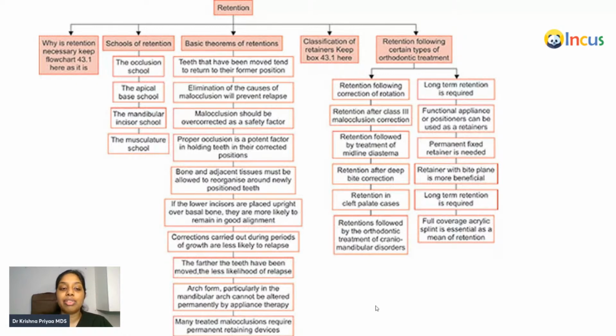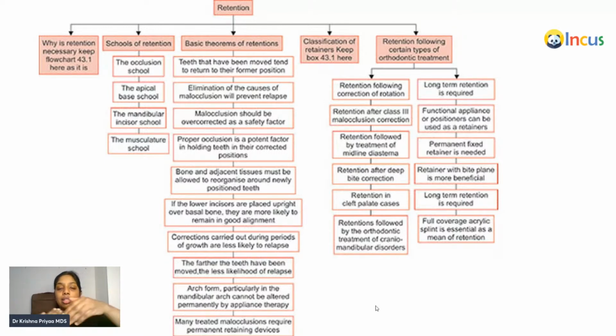Proper occlusion is a potent factor in holding the teeth in their corrected position. For example, take a case of a cross bite or reverse bite. What will happen is that the lower incisor is beyond the upper incisor. So in those cases, the correction of the occlusion, that is bringing the lower incisor behind the upper incisor, by itself is a corrected position.